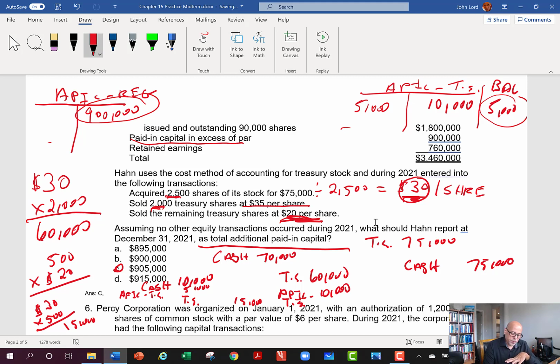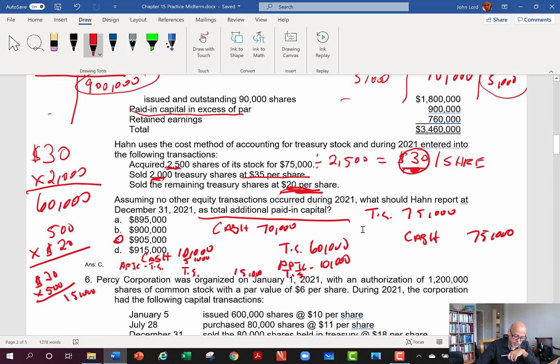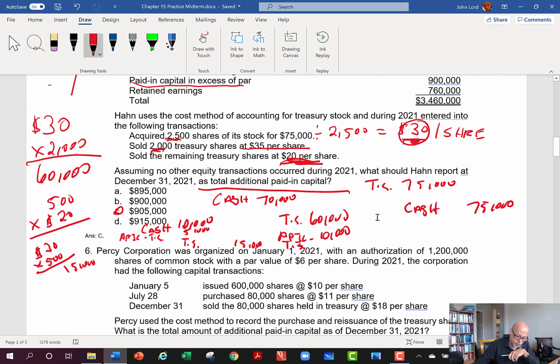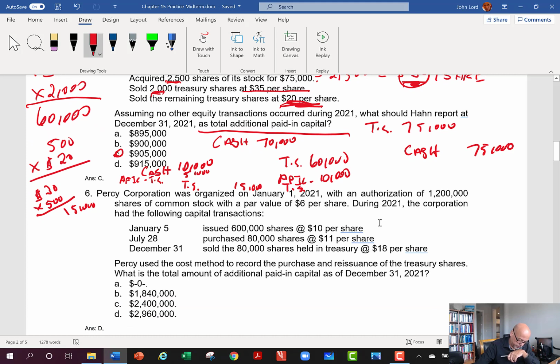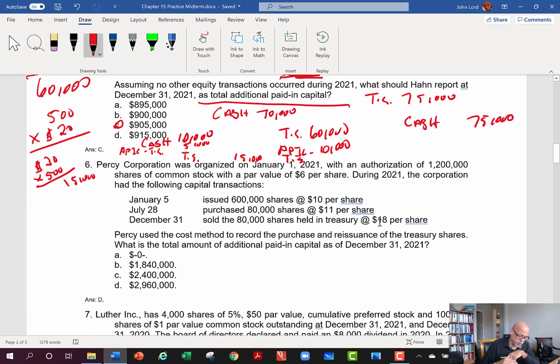The other part is, keep in mind, it didn't happen in this question, but we're limited to that 10,000. If we were to sell the stock below a price that completely wiped out the 10,000, any remaining amount would have to go against retained earnings. But that didn't come up in this particular case. But we did have to know that the reissue below the original reacquisition price had to come out of APIC treasury stock.